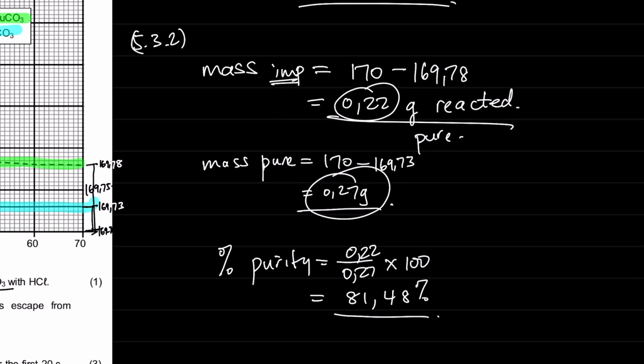So you can think of it like this. The pure represents the maximum amount that could have reacted, so that's 0.27. The 0.22 represents the amount that did react from your impure. And remember, only the pure reacts. So 0.22 was pure out of 0.27. So you can then work out the percentage purity.